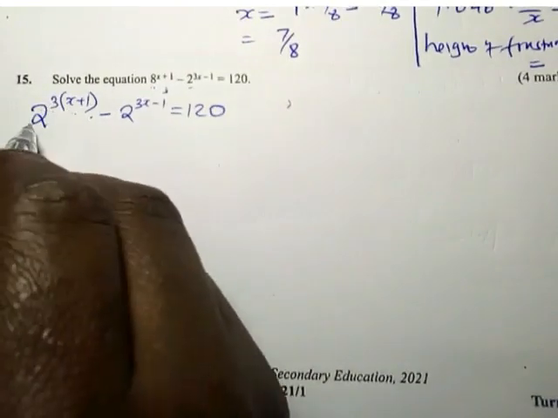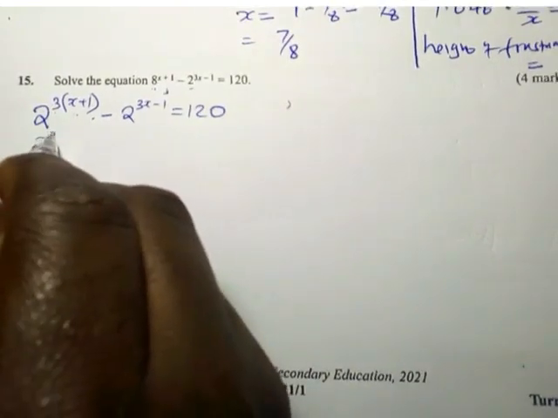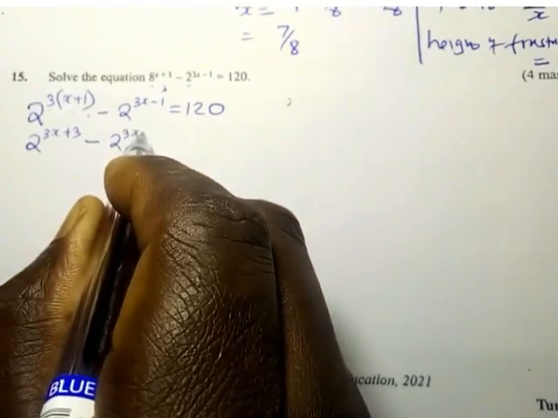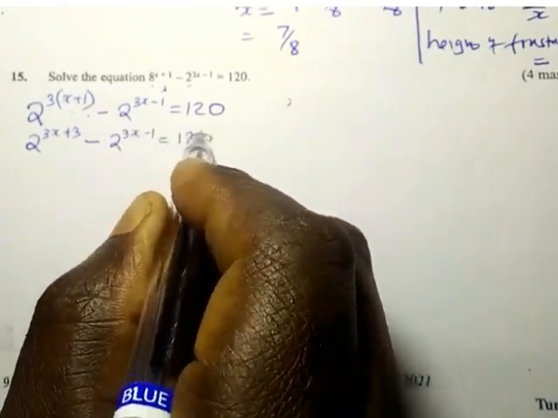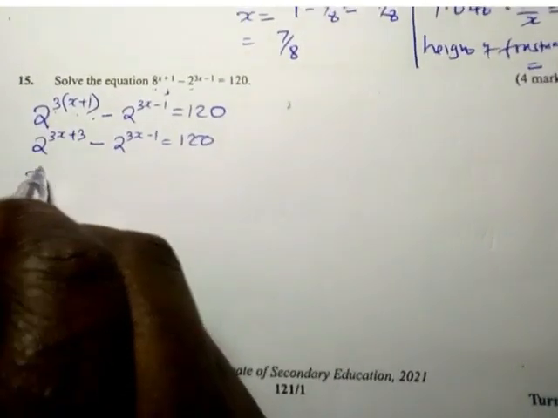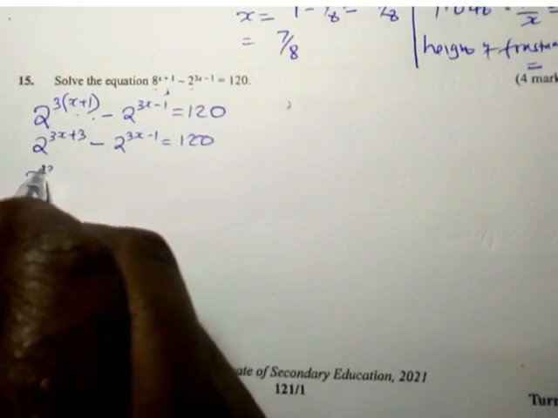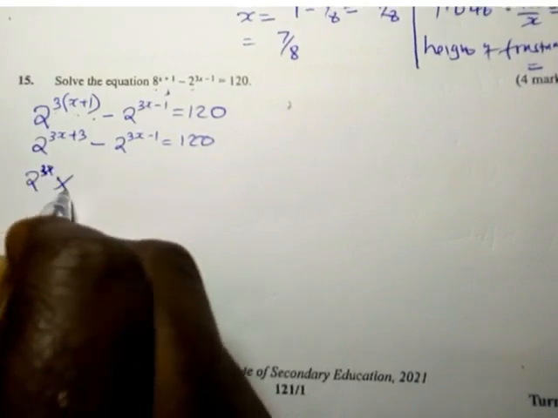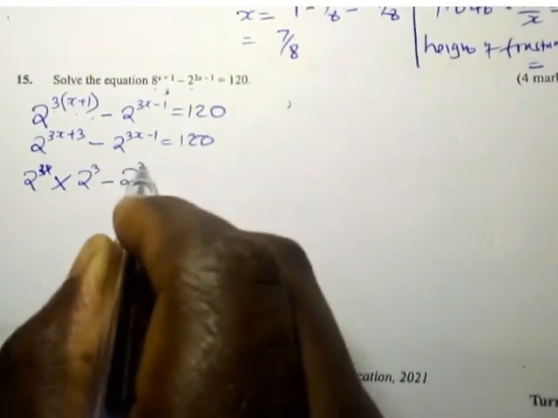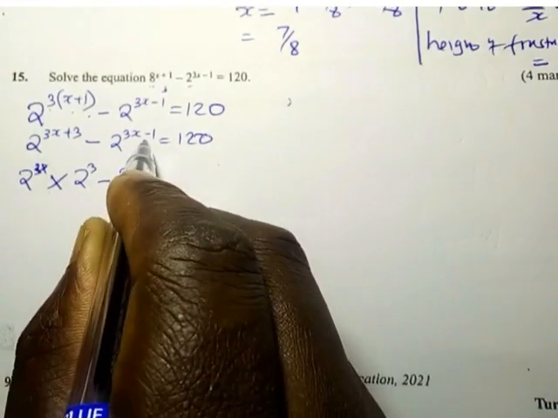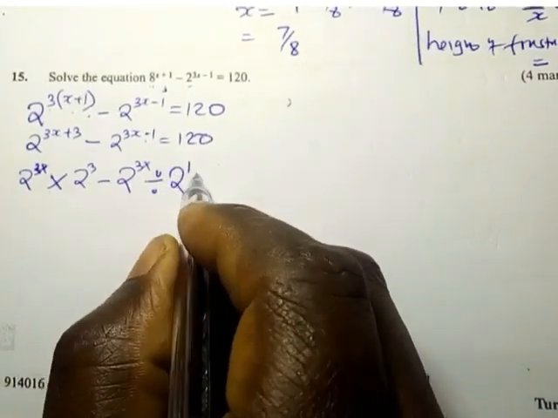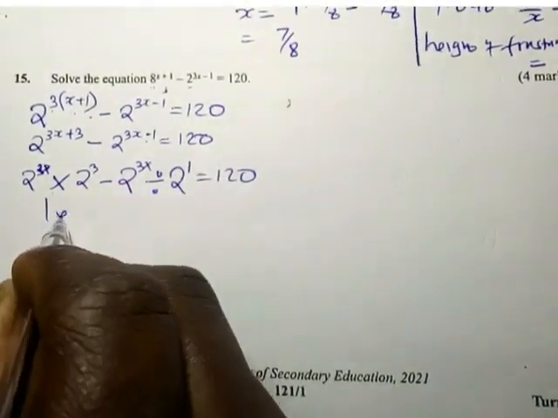This simply means 2 raised to power 3x plus 3 minus 2 raised to power 3x minus 1 is equal to 120. So this simply means 2 raised to power 3x times 2 raised to power 3, minus 2 raised to power 3x, minus means division, 2 raised to power 1, equal to 120.